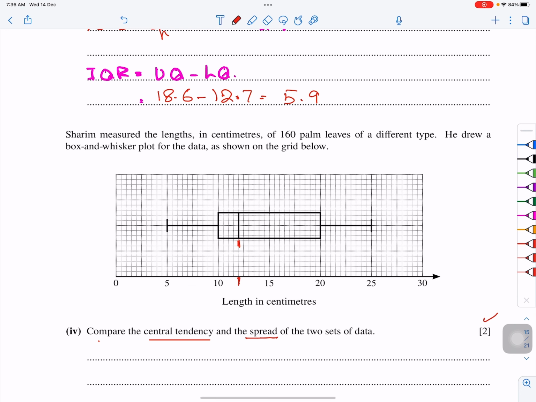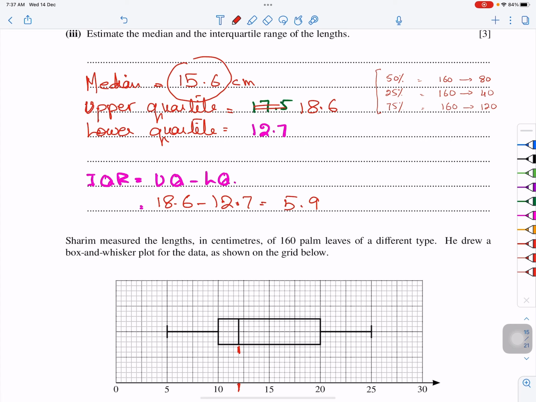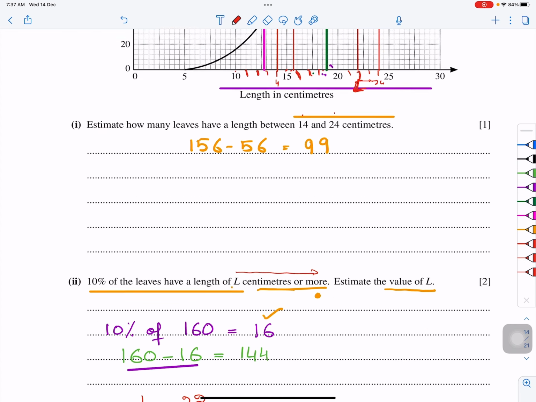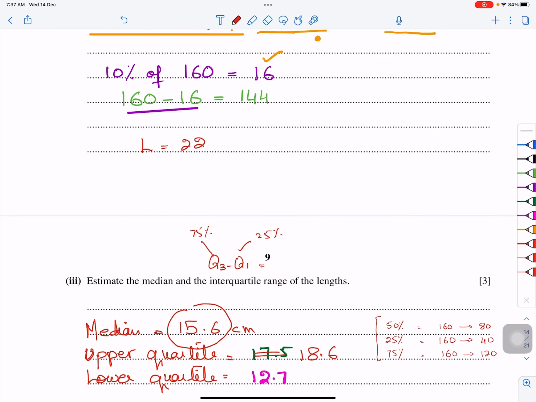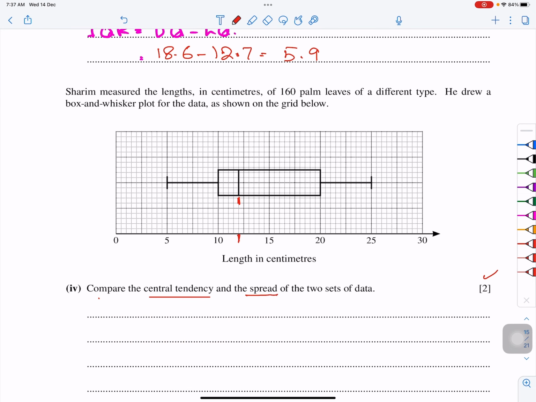This is your median. And you have already calculated the median here, which is 15.6 for, what's the name? Ransha. Am I right? Yes, Ransha. So Ransha's median is 15.6, and this median, if you read here 10, 11, 12, is less. So you can say that Sharem's median is less than Ransha's median. In terms of the context you have to speak, do not just interpret the data. So you will say the median is higher for Ransha as compared to Sharem. So you have commented on the central tendency.